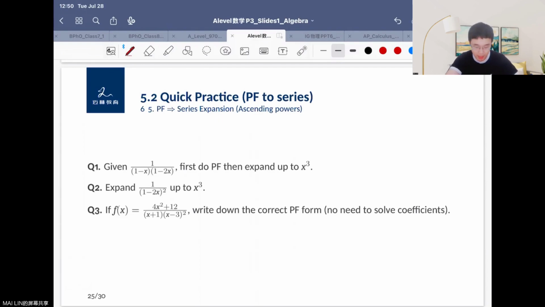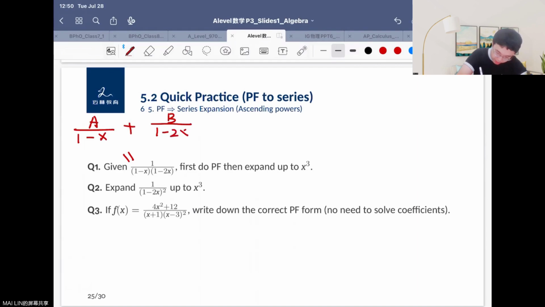So maybe for the first problem, first do the partial fractions and expand up to x cubed, right? Last lesson we already learned that for this equation we can set it as a over (1 minus x) plus b over (1 minus 2x), right? So we can first put it into one fraction, with denominator (1 minus x) times (1 minus 2x). So here the numerator is a times (1 minus 2x) plus b times (1 minus x), right?